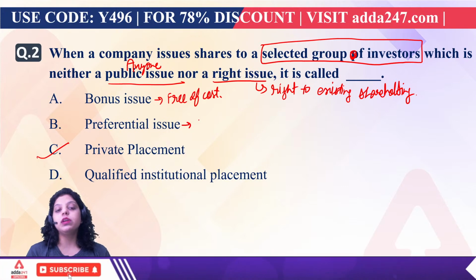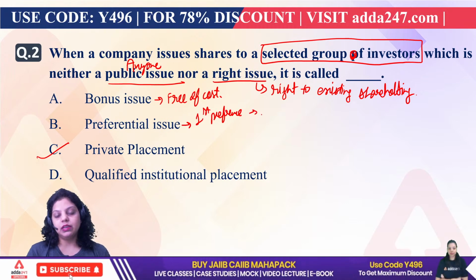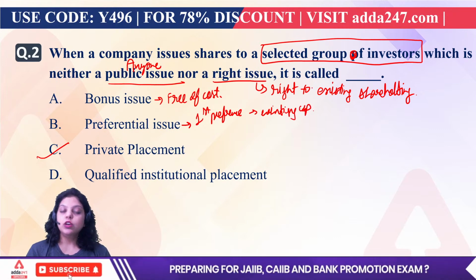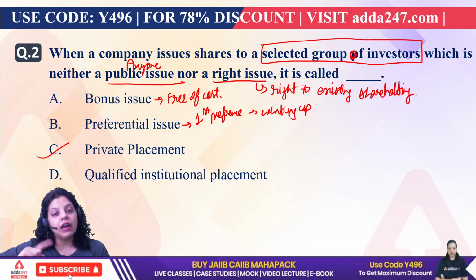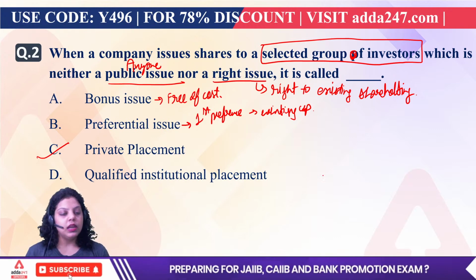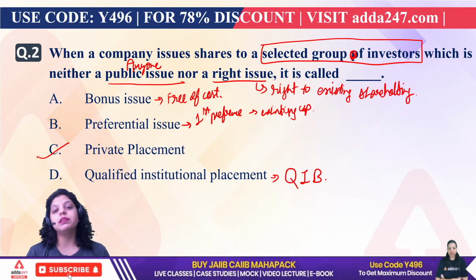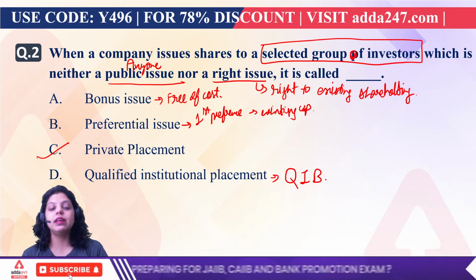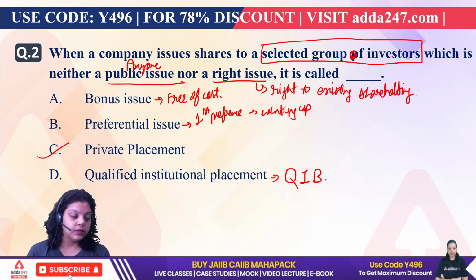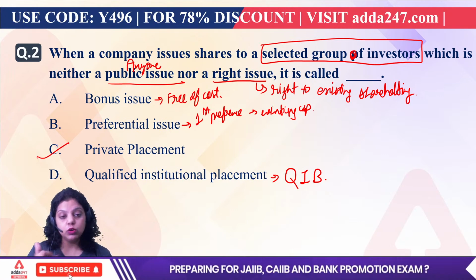Preferential issue is the type of issue in which company gives first preference at the time of winding up. Apart from that, their dividend will be already fixed. So dividend will be prefixed and they will have the priority at the time of winding up of the company, that the company has to return their money initially. Qualified institutional placement is the type of placement where only qualified institutional buyers can purchase the shares. And who are qualified institutional buyers? They can be commercial banks, NBFCs, primary dealers. Okay, these are the qualified institutional buyers. So the right answer will be your C option, that is private placement, in which selected group of people are allowed to take the shares.